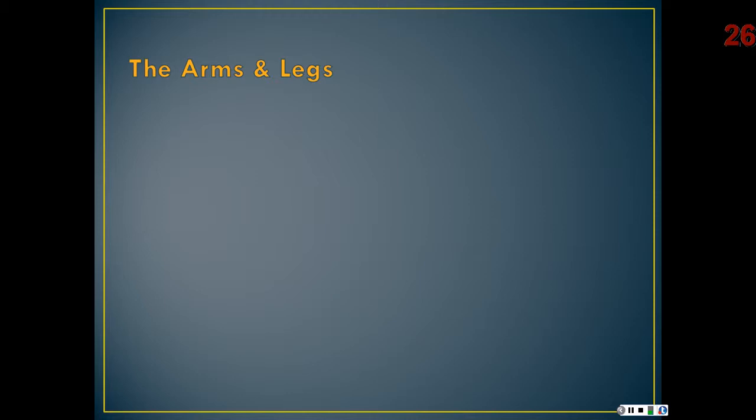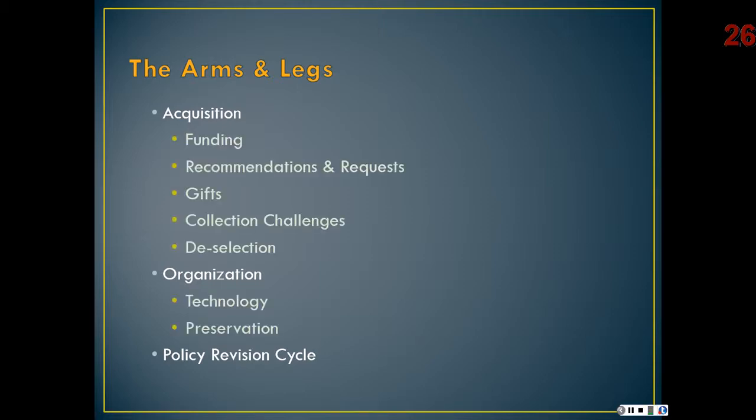And then we'll talk about the arms and legs of the collection management policy, and these are the more practical policies, getting at the meat of what we do. So this part of the policy addresses the actions of managing a collection, such as who is responsible for the acquisitions process, how to deal with gifts, recommendations, challenges, and weeding, and how the collections will be organized. Will a classification system be used? Probably, I'm guessing. And if so, which one?